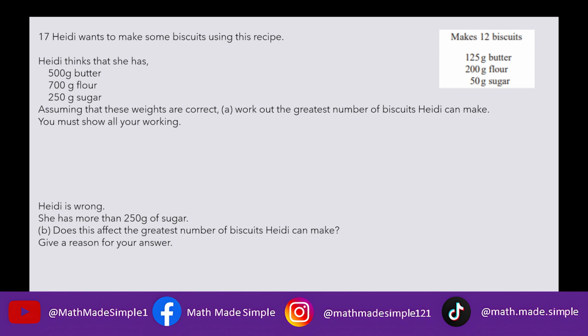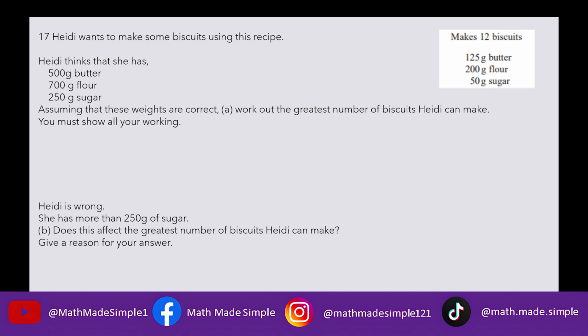Heidi wants to make some biscuits using this recipe. Heidi thinks that she has 500 grams of butter, 700 grams of flour, 250 grams of sugar. Assuming that these weights are correct, work out the greatest number of biscuits Heidi can make. You must show all your working.